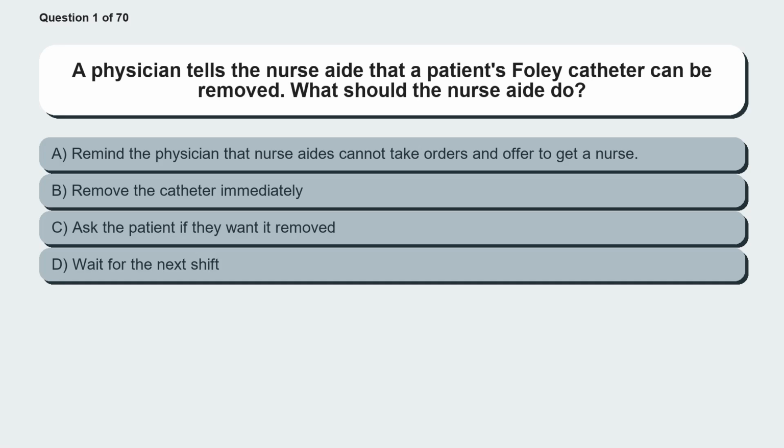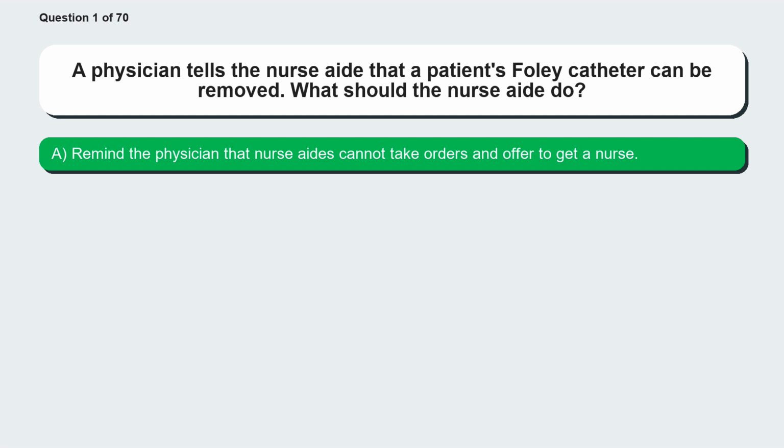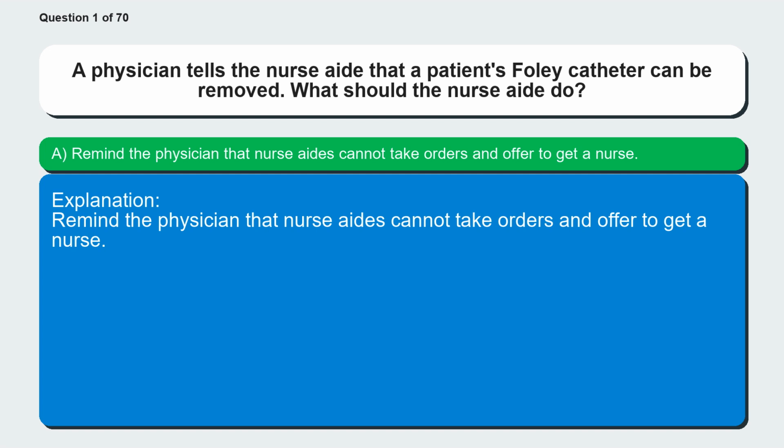Question 1. A physician tells the nurse aide that a patient's Foley catheter can be removed. What should the nurse aide do? Option A. Remind the physician that nurse aides cannot take orders and offer to get a nurse. Option B. Remove the catheter immediately. Option C. Ask the patient if they want it removed. Option D. Wait for the next shift. The correct answer is option A. Remind the physician that nurse aides cannot take orders and offer to get a nurse.